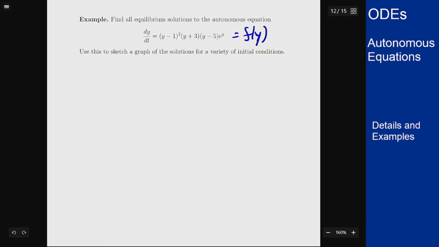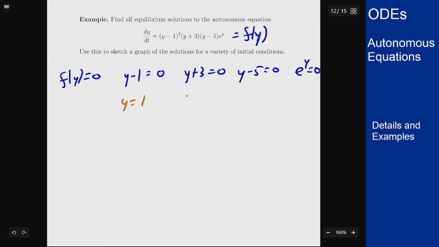So if we look at this, we have a bunch of factors here. It's already factored for us. So that means that f of y equals 0 means that either y minus 1 equals 0, y plus 3 equals 0, y minus 5 equals 0, or e to the y equals 0. So here we get y equals 1, here we get y equals negative 3, we get y equals 5, and e to the y equals 0 is never true. So I get no extra equilibrium solutions from this term here.